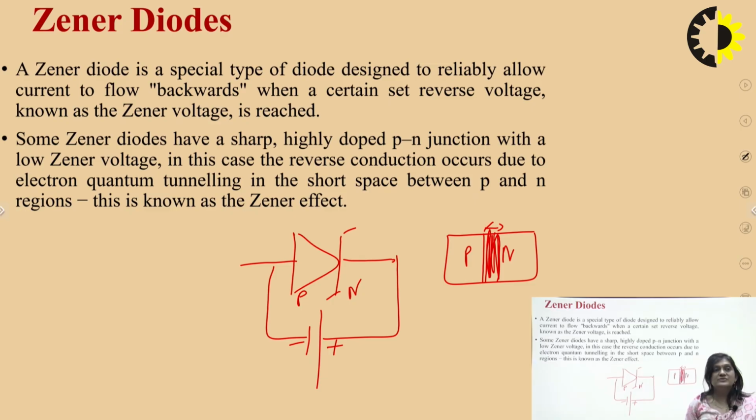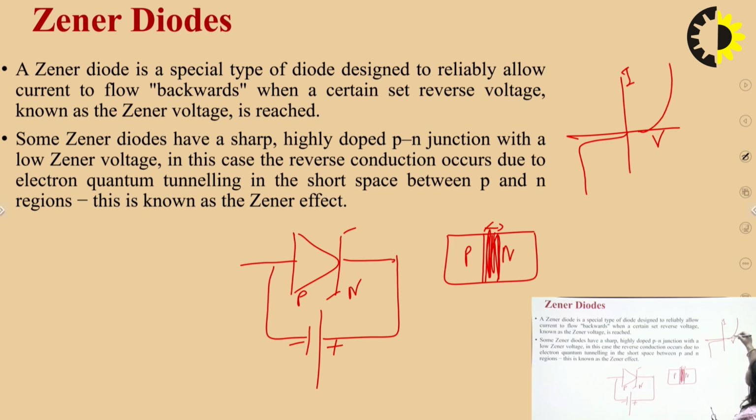If we see the voltage current characteristic, this is the voltage and this is the current. We can see we will have a sharp curve when we draw in the reverse bias, and in the forward bias it will act as a normal PN junction diode. If it is made up of silicon, then it will conduct at 0.6 volt, and when it is in reverse bias, there may be two cases.